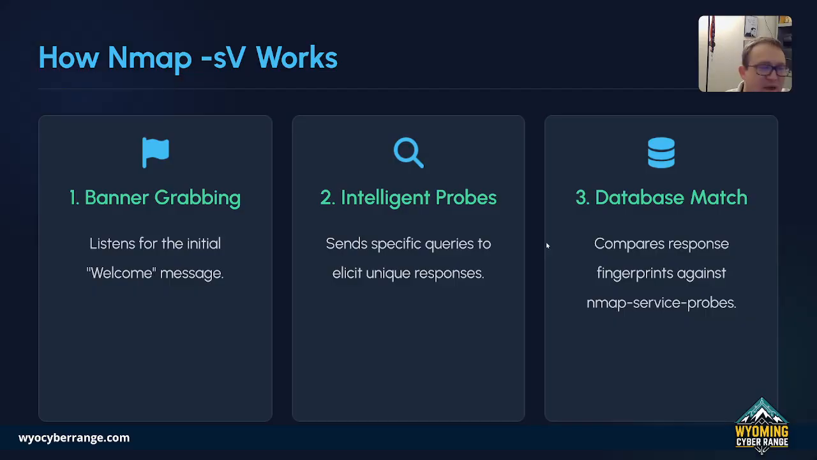So, of course, Nmap is not magic. It's all about the conversation. It's all about banner grabbing. It listens to the welcome message to determine, hey, does it actually have a certain welcome message? It uses different things like intelligent probes, because if the banner was hidden, it might send specific queries to trick the server into revealing itself. Or it might just be a database match based off the massive internal database, the nmap-service-probes database that they've got.